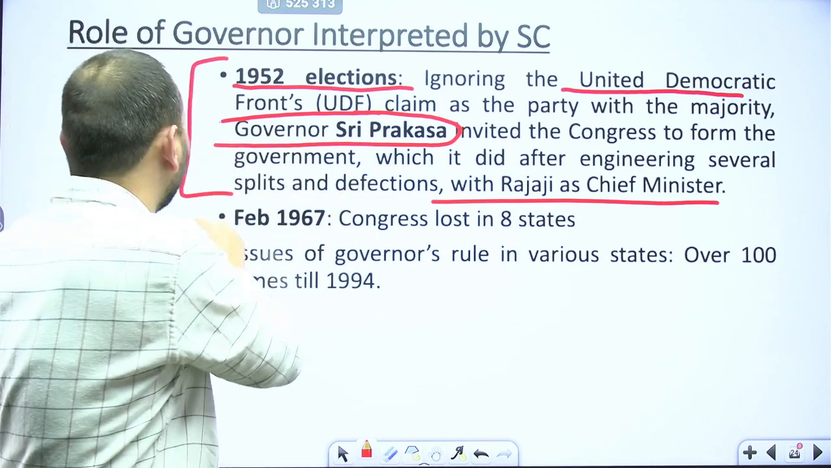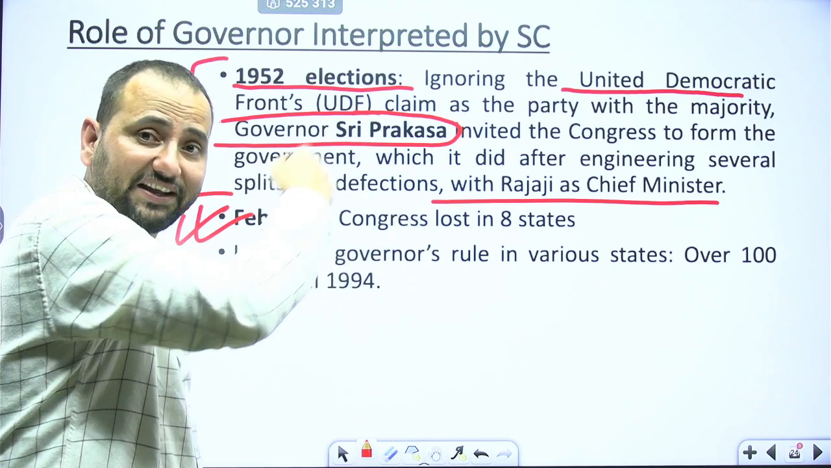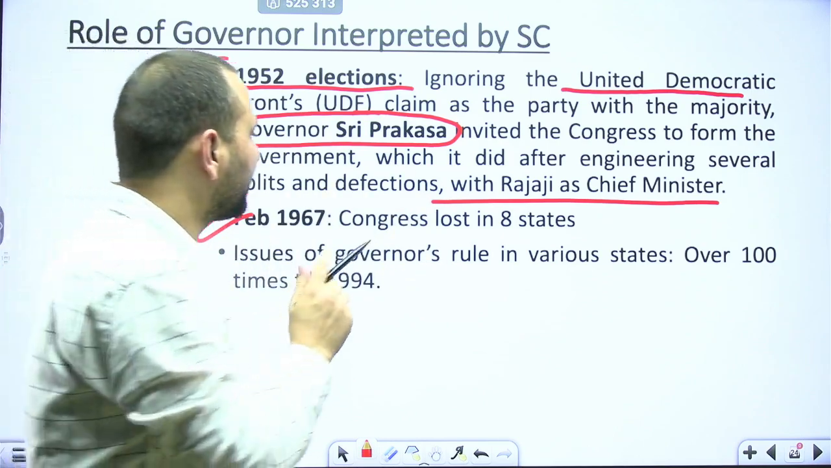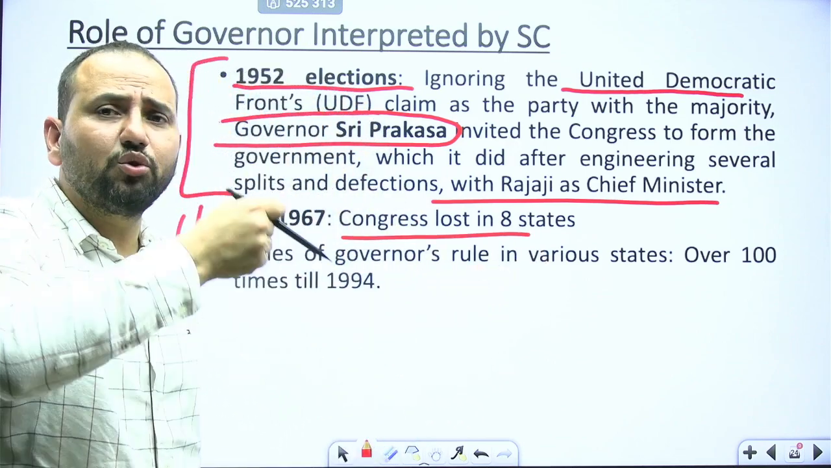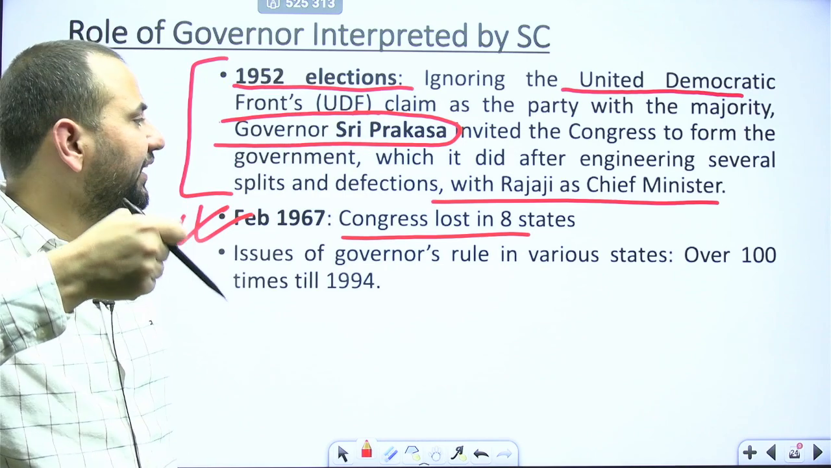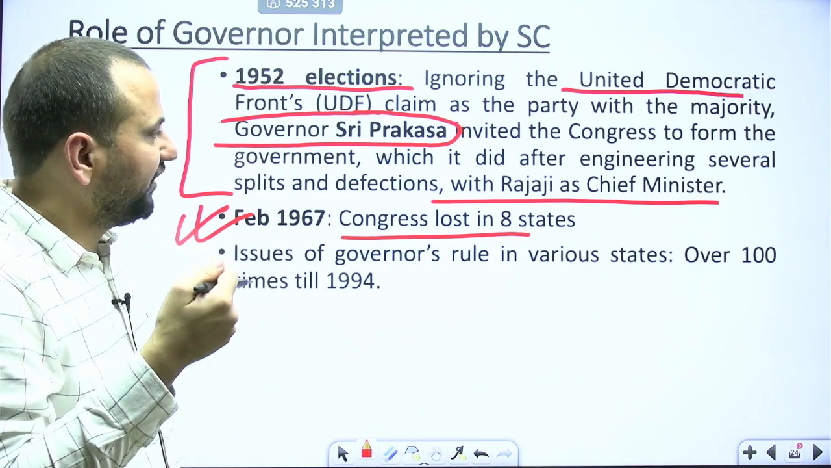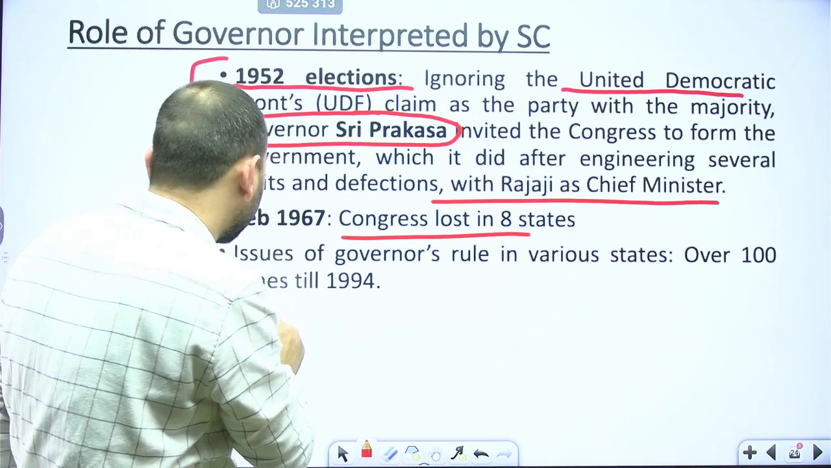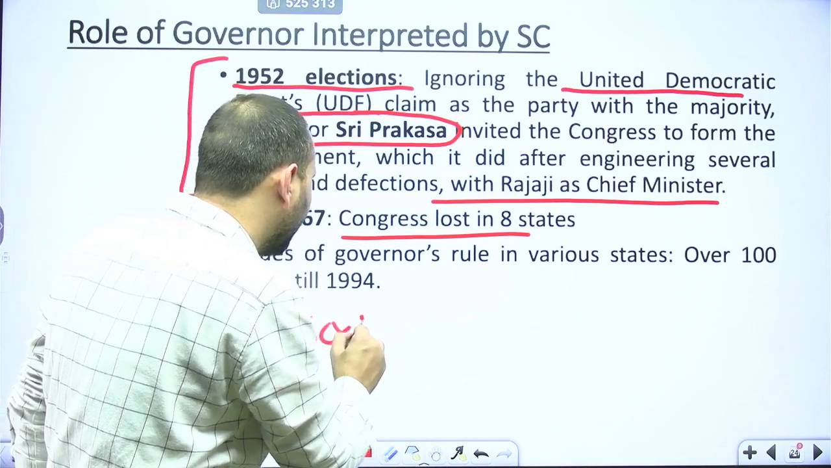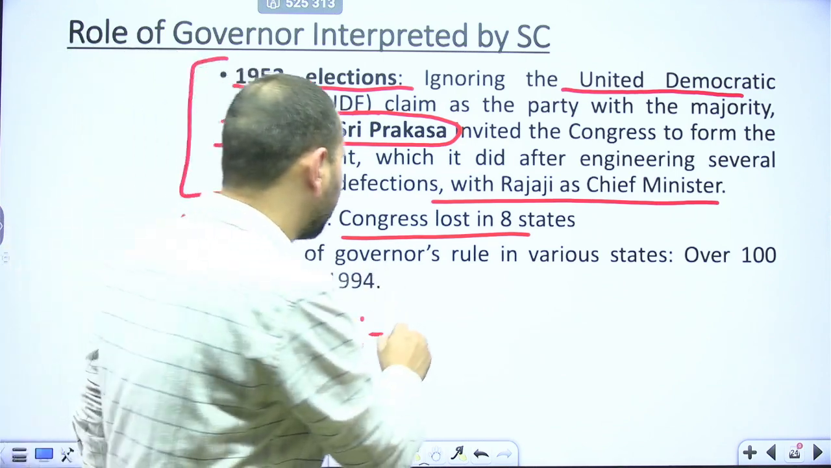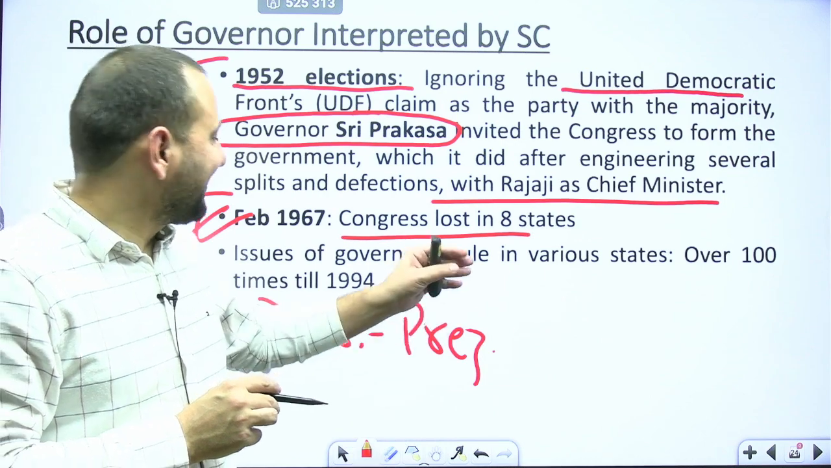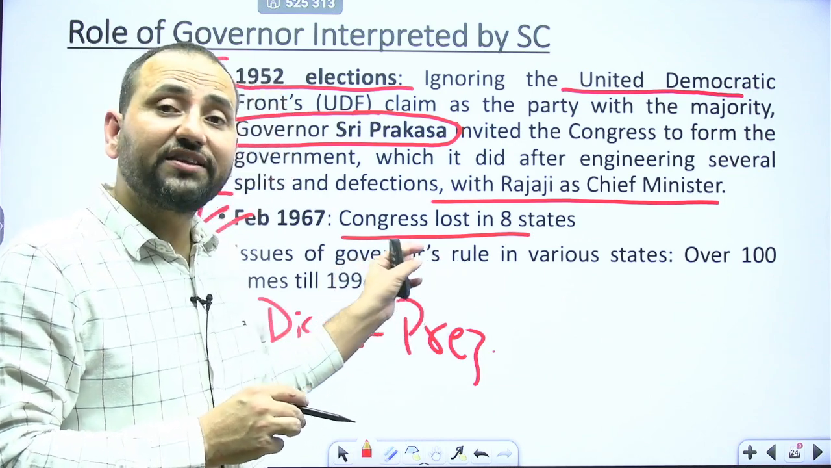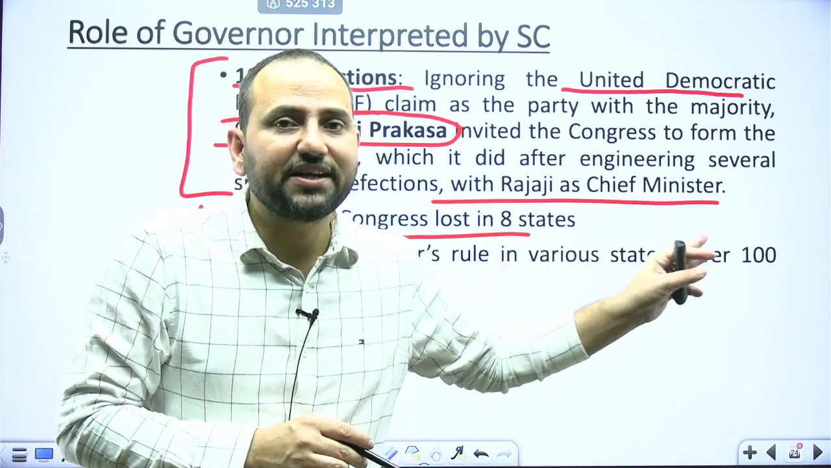But the biggest issue came in 1967, as I had specified earlier also, when the Congress party lost in 8 states. And from here onwards, this issue started being raised again and again. If you see this issue, you will see that one of the discretionary powers of the governor is with reference to the president's role, submitting a report with reference to the president's rule. And you will see that till 1994, we had seen more than 100 instances of president's rule.